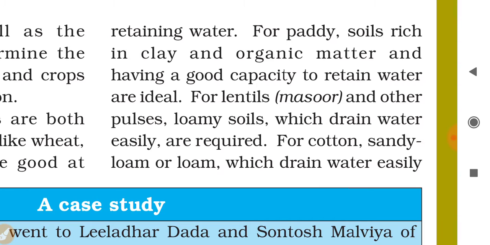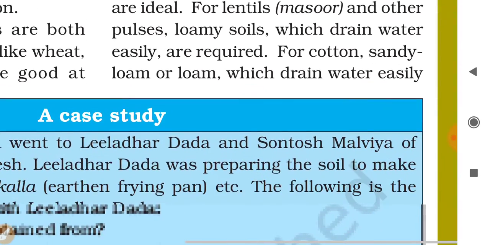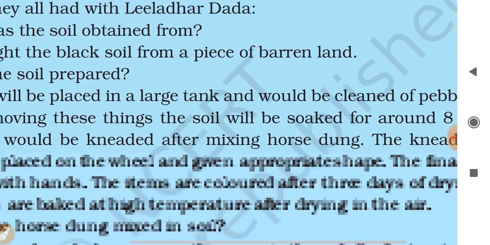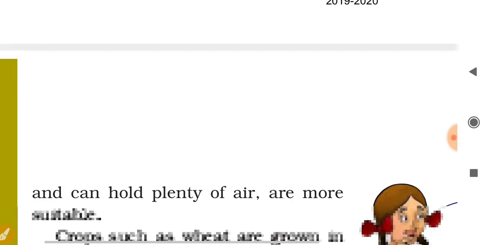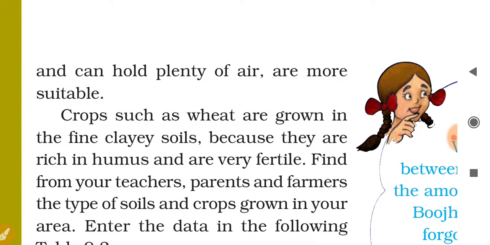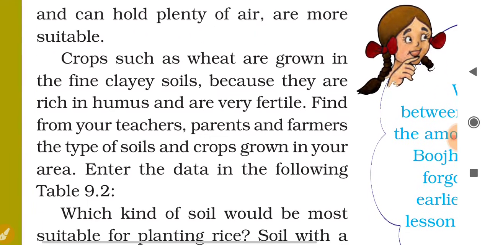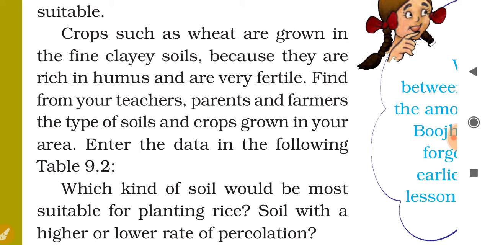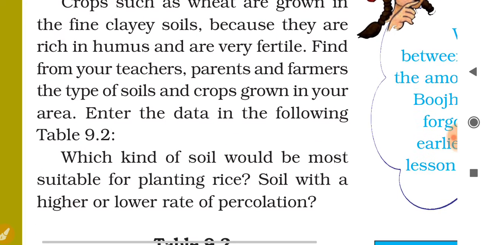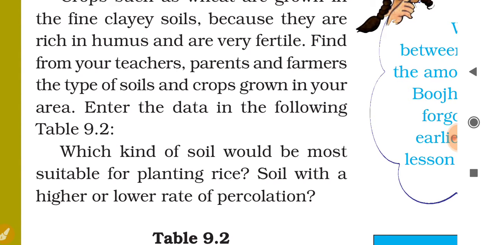For lentil, masoor in Hindi, and some other pulses, loamy soils which drain water easily are required. For cotton, sandy loam or loam which drain water easily and can hold plenty of air are more suitable. Crops such as wheat are grown in the fine clay soil because they are rich in humus and are very fertile. Find from your teachers, parents, and farmers what type of soil and crops grow in your area.